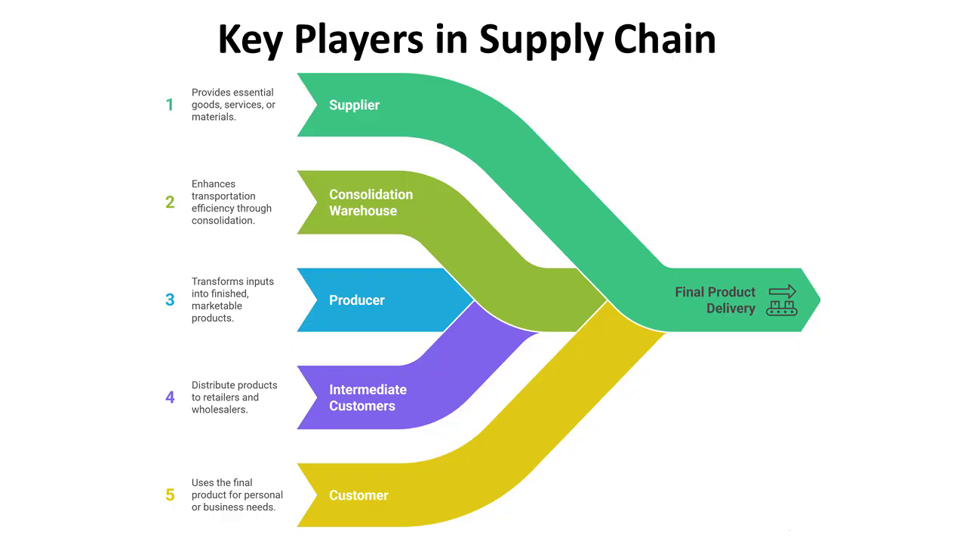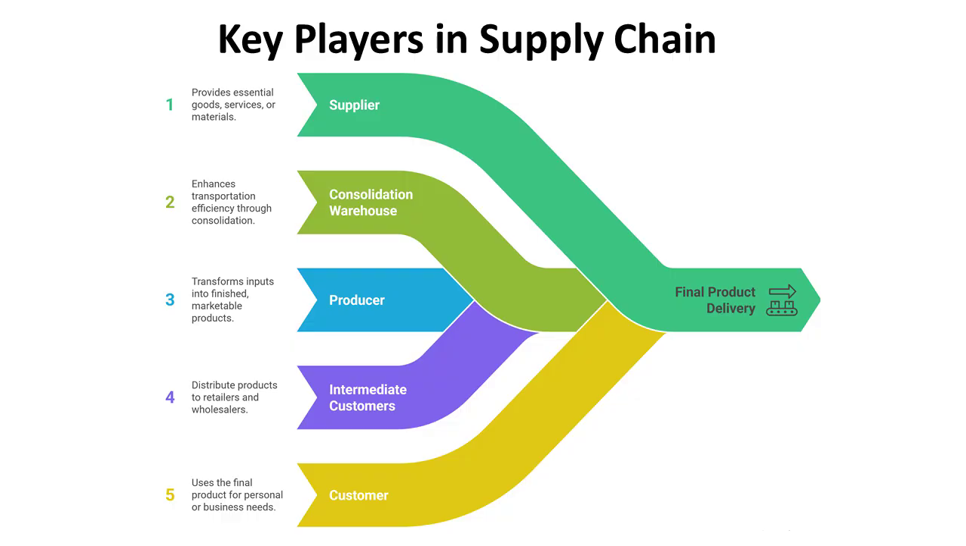Then the consolidation warehouse, we mentioned that for transport efficiencies. Right. Then comes the producer, the one who actually transforms the materials into finished goods. Your factory, essentially. Then after the producer? After the producer, you typically have 1 or more intermediate customers. Now, this is a broad category. It covers your distribution centers, wholesalers, retailers, basically anyone between the factory and the end user. Right. And finally, the ultimate customer, the person or entity who actually consumes the product or service. Okay, the 5 players: supplier, consolidator, producer, intermediates, customer.